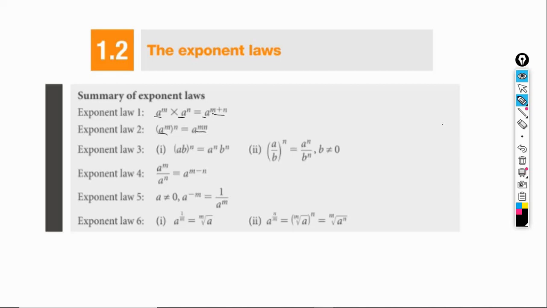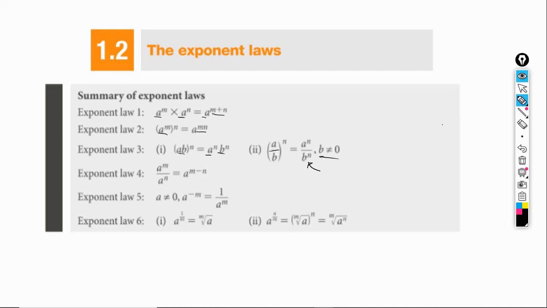Exponent law 3 says that if you have two numbers multiplying, like a times b, and they are both to the power of n, then that is the same as a to the n times b to the n. In a similar manner, a divided by b, or a over b, to the power of n, is equal to a to the n over b to the n. Notice that next to that, in the definition, it says b cannot equal 0, obviously because you cannot divide by 0.